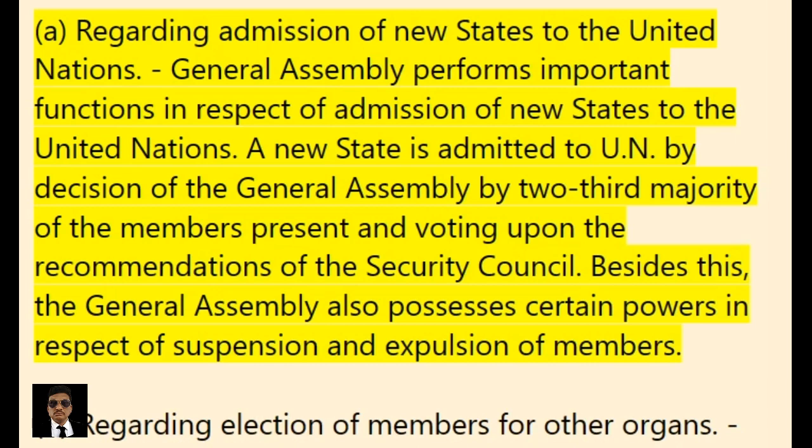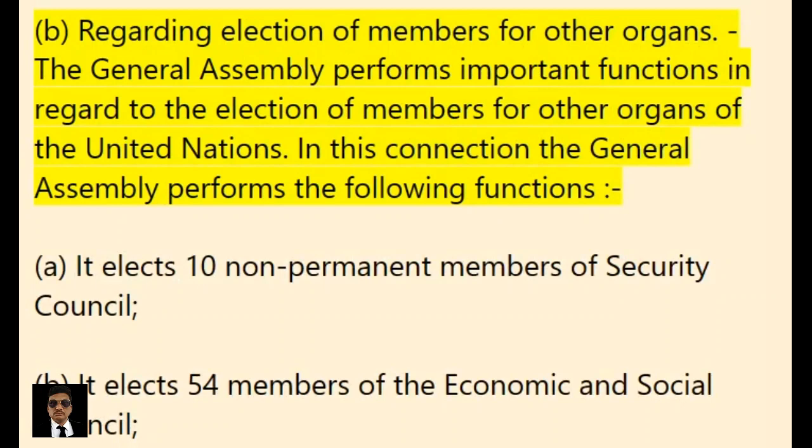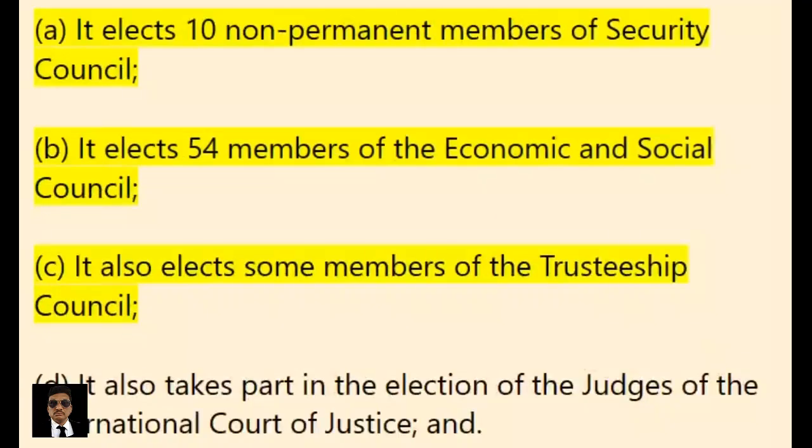B. Regarding election of members for other organs. The General Assembly performs important functions in regard to the election of members for other organs of the United Nations. In this connection, the General Assembly performs the following functions. A. It elects 10 non-permanent members of the Security Council. B. It elects 54 members of the Economic and Social Council. C. It also elects some members of the Trusteeship Council.